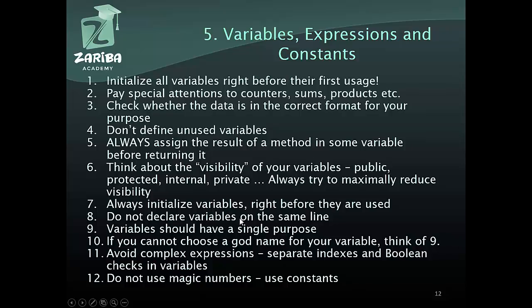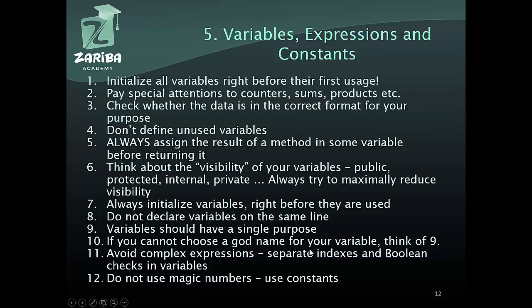Always initialize variables right before they are used. I've mentioned that. Say that you need something which is specific for your loop, like a sum. Just try to always put it right above the code that you're going to use it in. Do not declare variables on the same line. It's really confusing. It's hard to read. Many of you are used to this from the first course. Just don't do it.